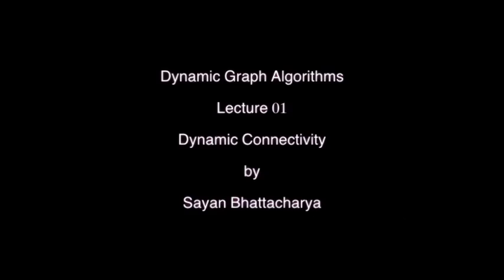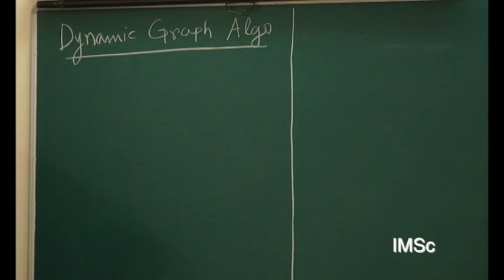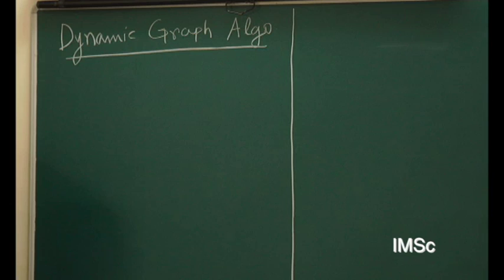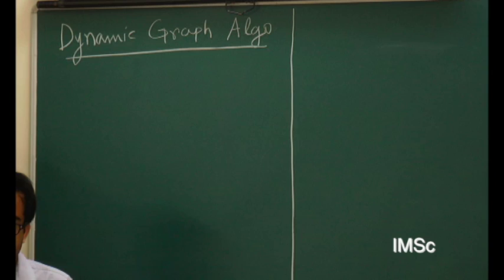So let me start by briefly explaining what a dynamic graph algorithm is, what this field is all about. You can pick your favorite graph problem that you studied in your introductory algorithms course, say shortest paths, matchings, minimum spanning trees, anything. Now, in the classical algorithms course, you are usually given a problem and you want to solve this problem as fast as possible.